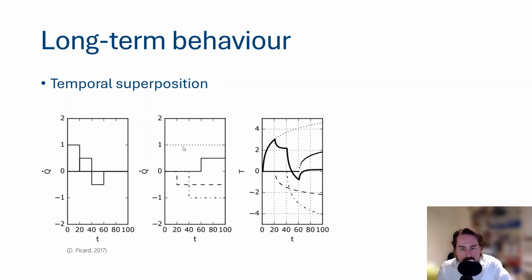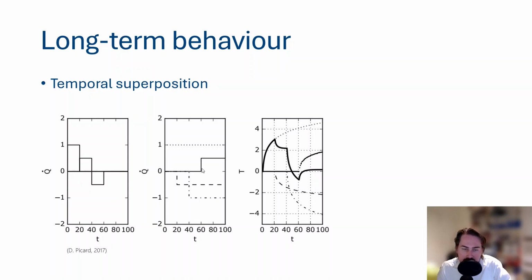So if we have the dotted line here, we know that that's the G function. So we start here and we have the G function which goes like this. And then after 20 hours, we have another G function, but which is multiplied by minus a half, and which is actually this curve here. And then after 40 hours, we have minus 1, which is this G function.